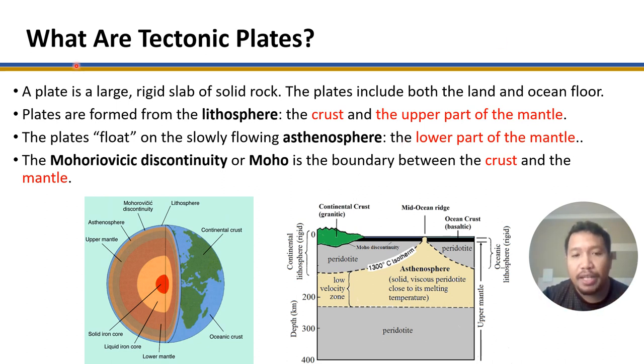The plates float on the slowly flowing asthenosphere. The lower part of the mantle, the hot and solid rock of the asthenosphere layer, is responsible for the movement of the tectonic plates. And the Mohorovicic discontinuity, or in short Moho, is the boundary between the crust and the mantle. It is a seismic discontinuity, which means that seismic waves speed up when they cross it. This is because the mantle is denser than the crust.